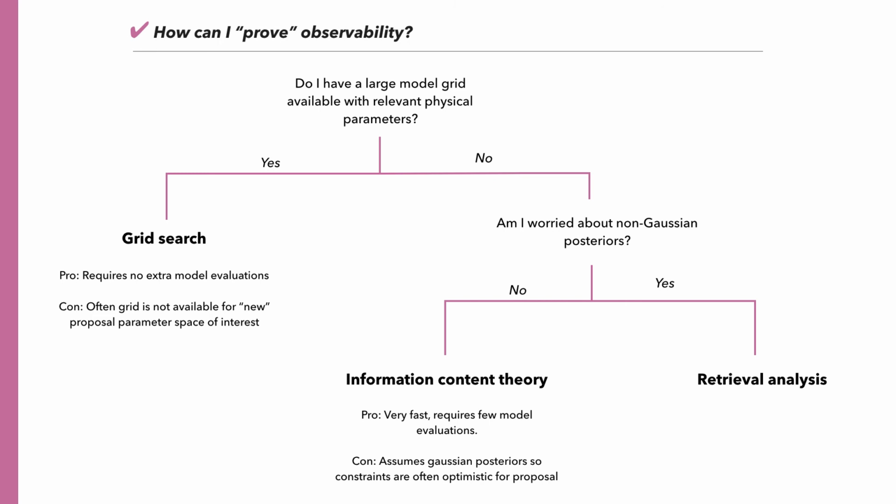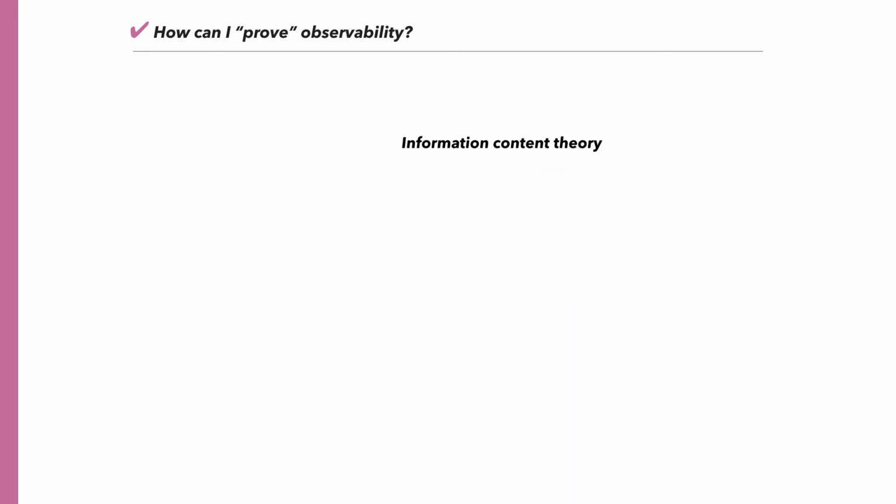Now, if you have neither a grid nor the IC is not going to work for you, then retrievals might be the way to go. The pro is, of course, that it'll capture any of those funky posteriors. The con, and also the big reason I tend not to start with retrievals, is that they're just slow. And this is especially cumbersome for proposals where, like we've seen so far, we often just want to do many test runs across a load of parameter space.